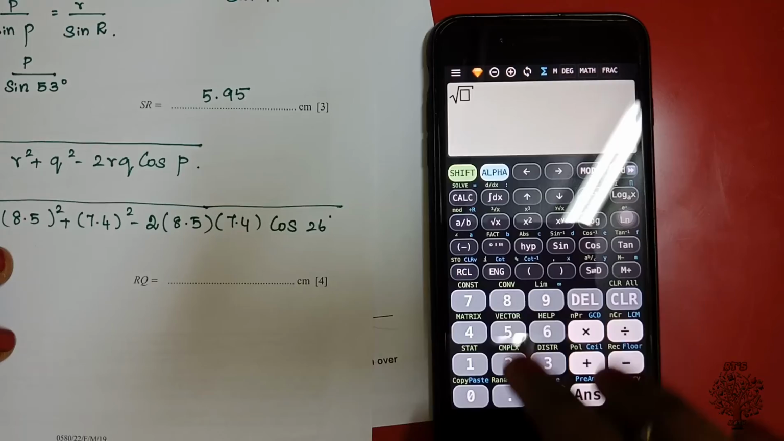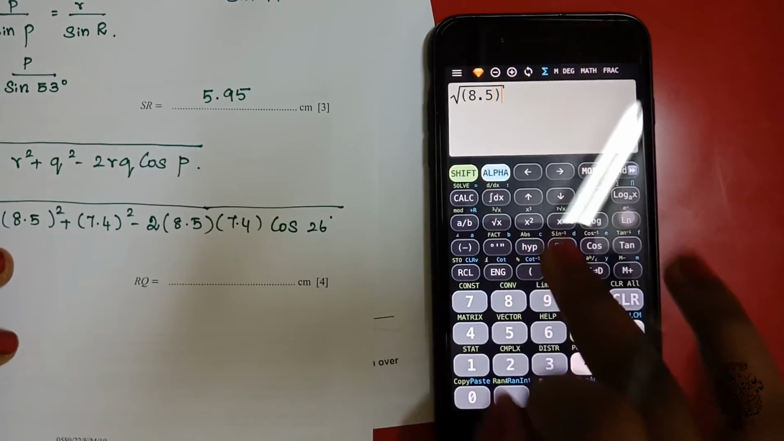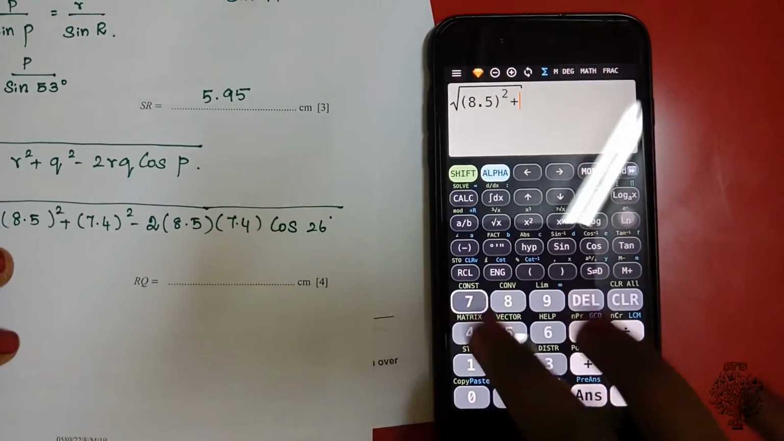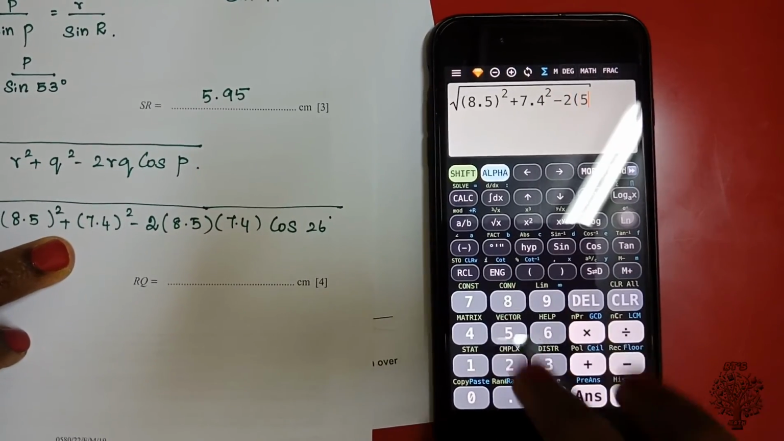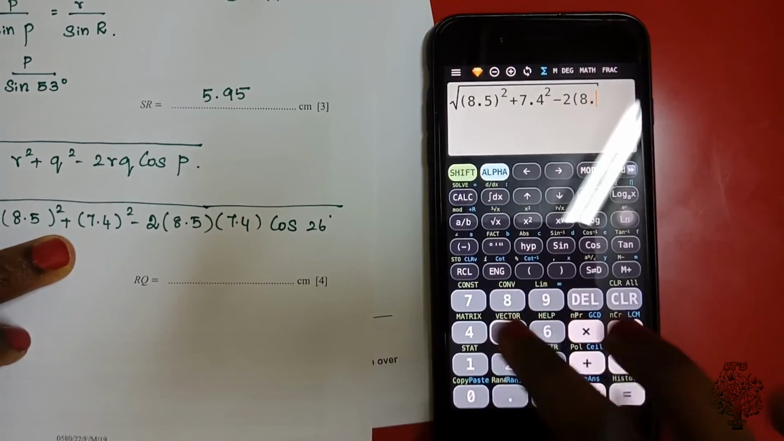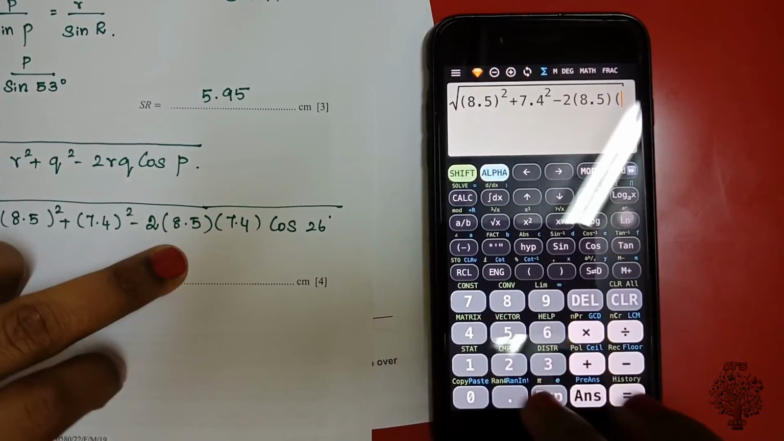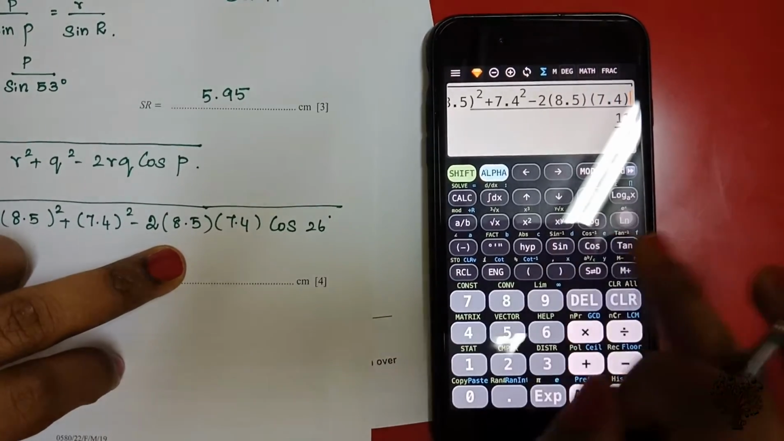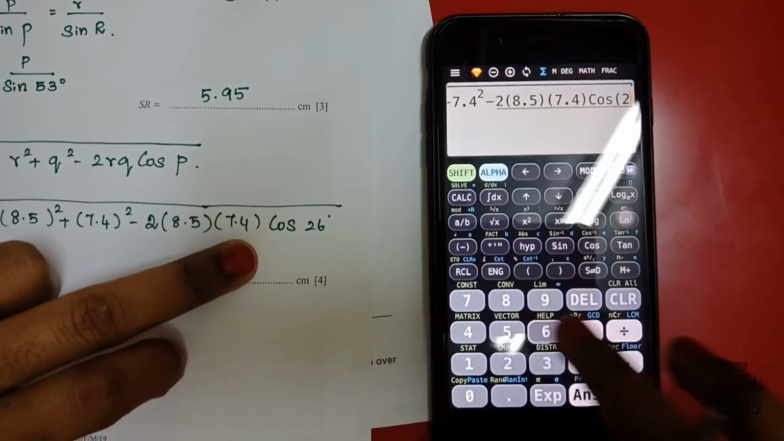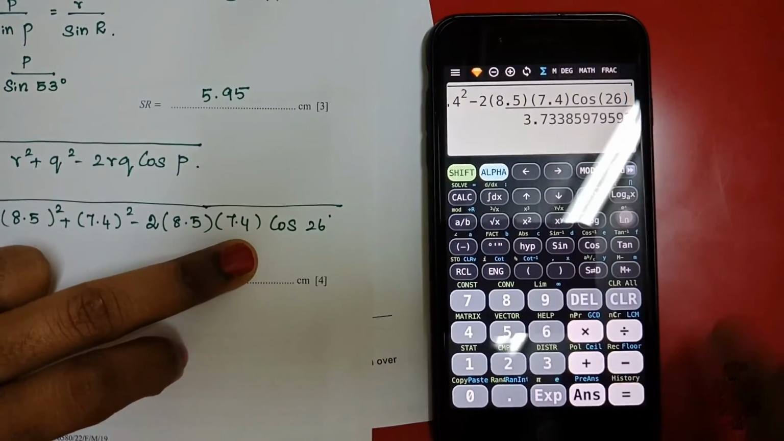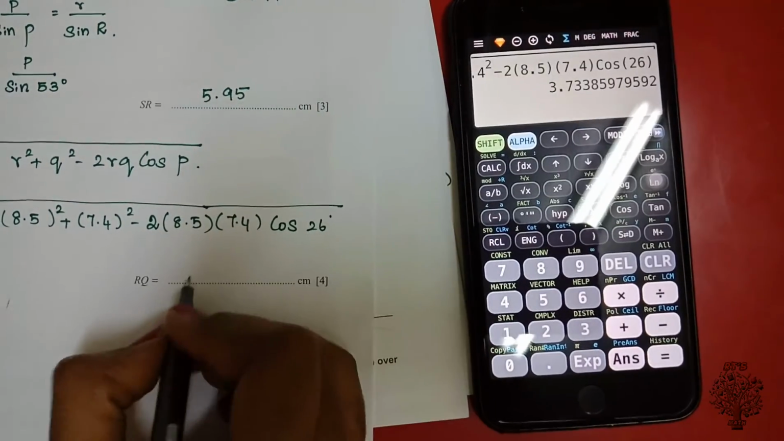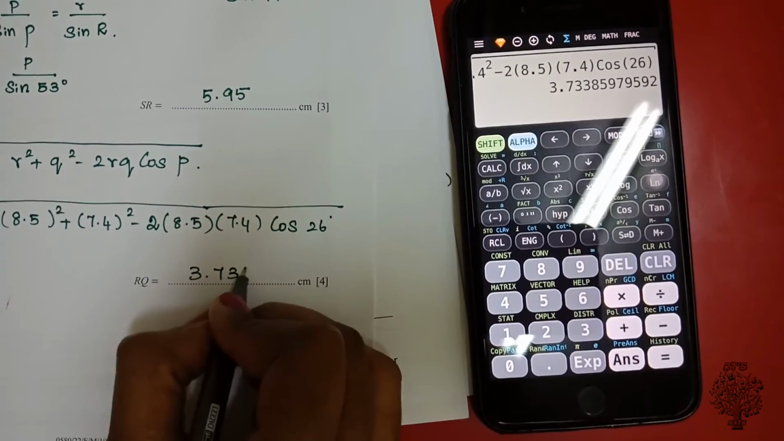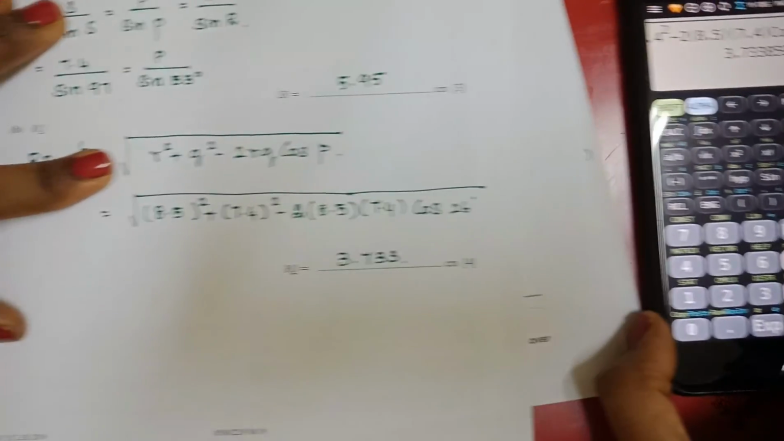Square root of 8.5 square plus 7.4 square minus 2 times 8.5 multiplied with 7.4 multiplied with cos of 26. Here ends 3.733. I have here 3.733.